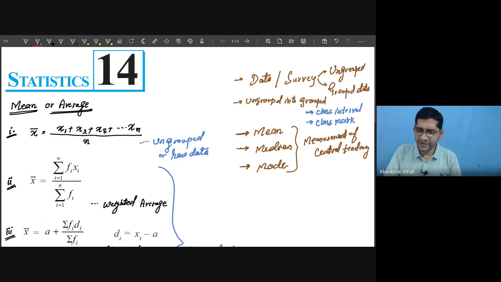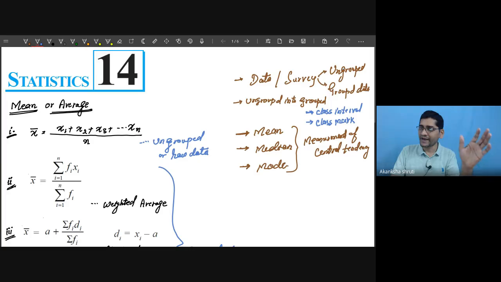So in this chapter, we will learn about the data, collection of data. The data may be collected in the form of ungrouped data, also called raw data, or the data may be collected in the grouped form or in interval form. It is called grouped data. Even the ungrouped data that we have collected during a survey can be converted into grouped data. So how to convert it, that we will see.